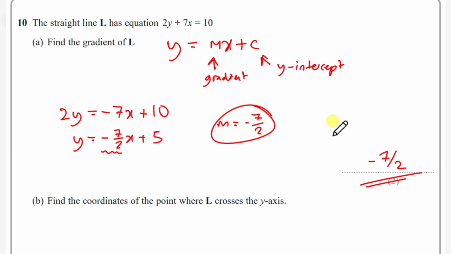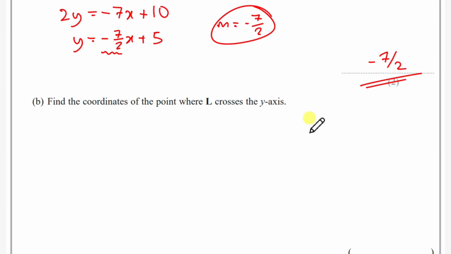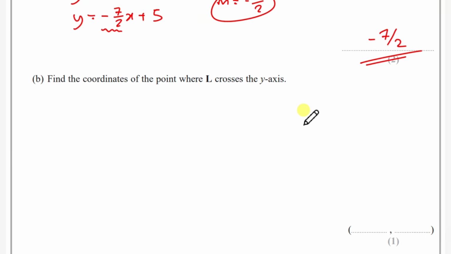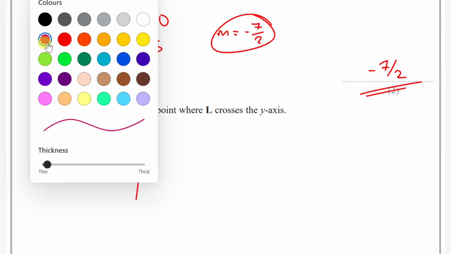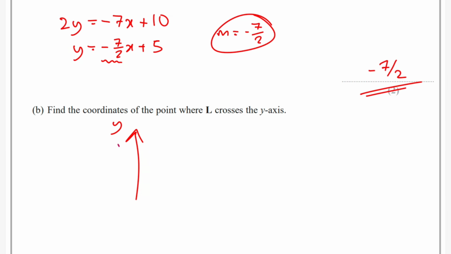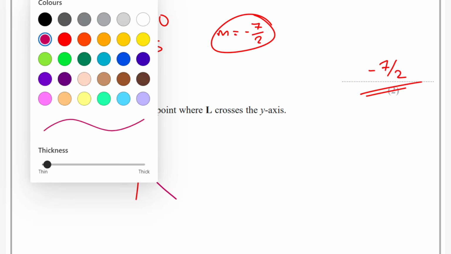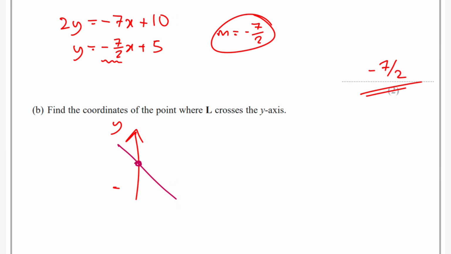Now B, find the coordinates of the point where L crosses the y-axis. Just visually, to understand what they mean, here's your y-axis, and because you've got a negative gradient, when you draw it, it's a downward slope, so it's going in this direction. And they want to find out what happens when it crosses the y-axis. If I just draw an x-axis now, you can see that when it hits the y-axis, the x coordinate is 0. It's on the origin line. So when you hit the y-axis, that secretly means let x equal 0.